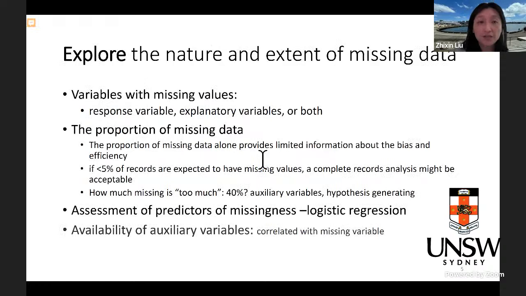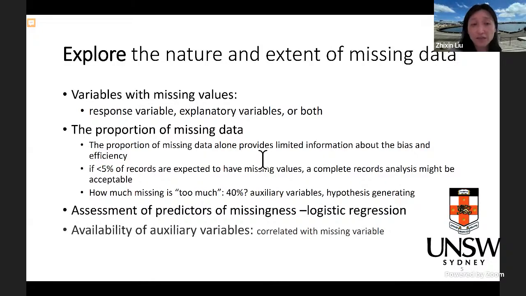Okay, so next, we are now at the stage where we already have our data collected, so we are facing the potential missing data problem. The first thing we do is to explore the nature and the extent of the missing data. First, what variables are missing in my study? Do I have my response variable missing? Or is it just the explanatory variable missing? Or both, where we have missing on both?